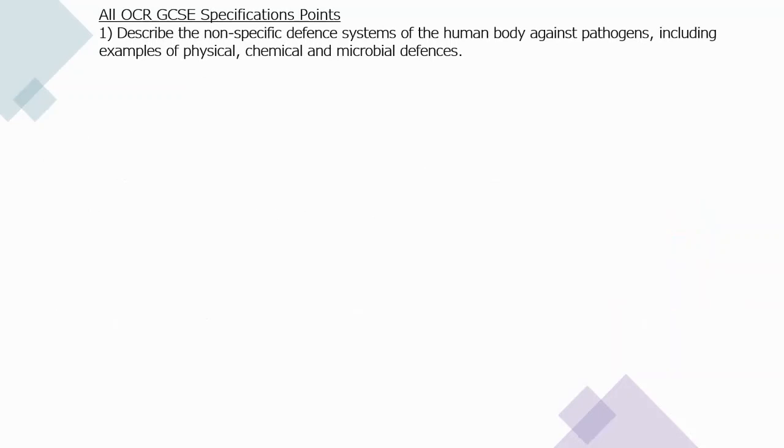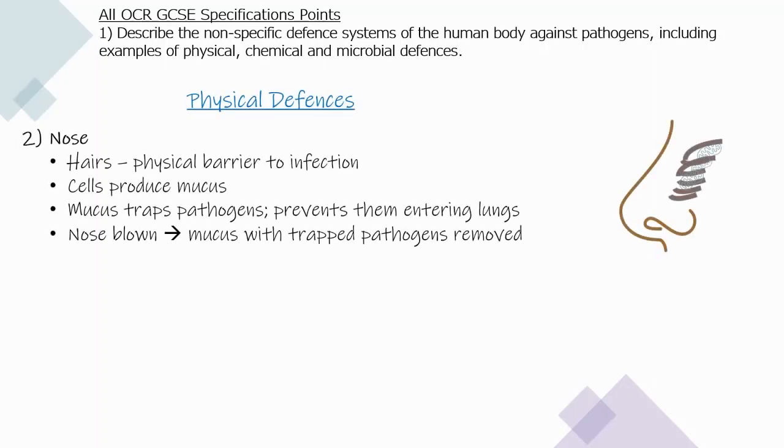So some more physical defences include our nose. Our nose has hairs inside of it which actually trap pathogens and act as a physical barrier to infection. They also have cells that produce mucus. Now mucus traps these pathogens and prevents them from entering the lungs. So when we blow our nose, the mucus that has the trapped pathogens within it is then removed. So we remove the pathogens from our body.